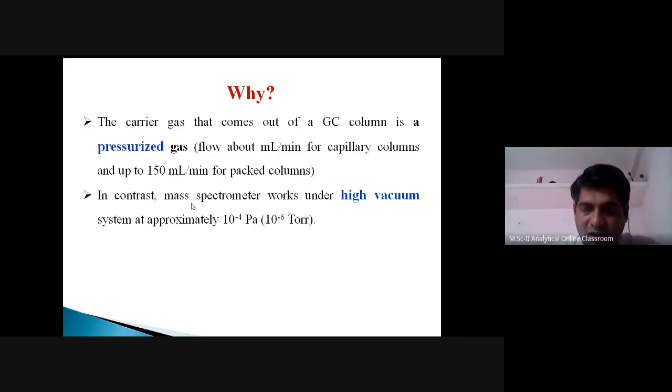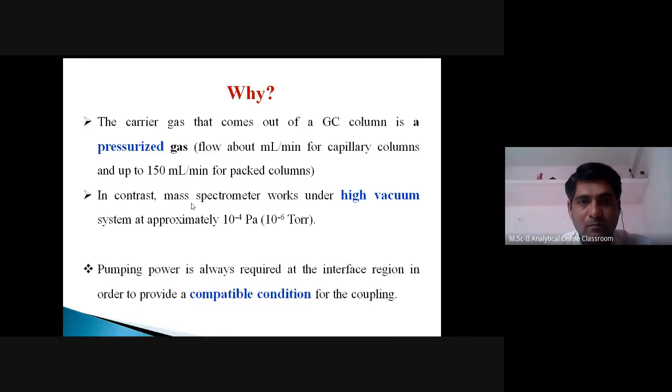Okay, pressure and vacuum are inversely proportional. So this mass spectrometer works under high vacuum. For example, it works at 10 to the minus 4 Pascal or 10 to the minus 6 torr. So to combine these, we have to adjust the pressure of the carrier gas. And to adjust, we need a unit that is called an interface, for good working of the instrumentation.